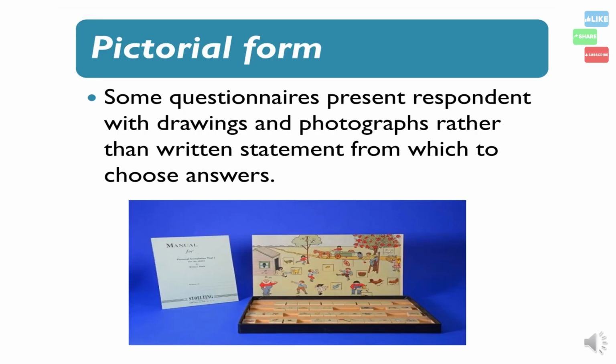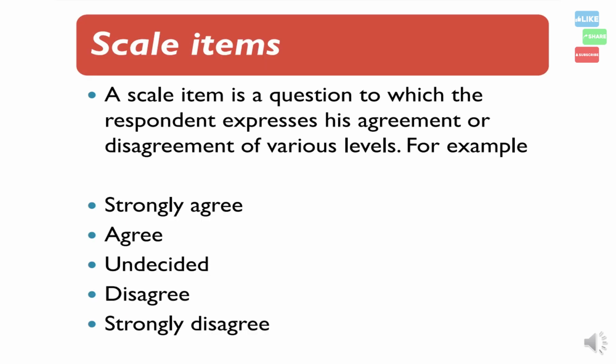The next is pictorial form. In this, some questionnaires present respondents with drawings and photographs rather than a written statement from which to choose the answer. The next is scale item. A scale item is a question to which the respondent expresses agreement or disagreement at various levels. For example, strongly agree, agree, undecided, disagree, and strongly disagree. This is a Likert scale, and you have to choose what you feel about it.